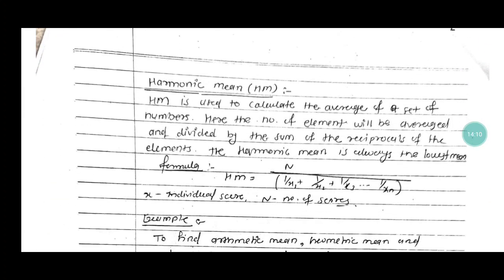And the harmonic mean is used to calculate the average of a set of numbers. Here the number of elements is divided by the sum of the reciprocals of the elements, where the harmonic mean is always the lowest mean. The formula for the harmonic mean is n divided by (1/x1 + 1/x2 + 1/x3 + ... + 1/xn), where x is the individual score and n is the number of scores.